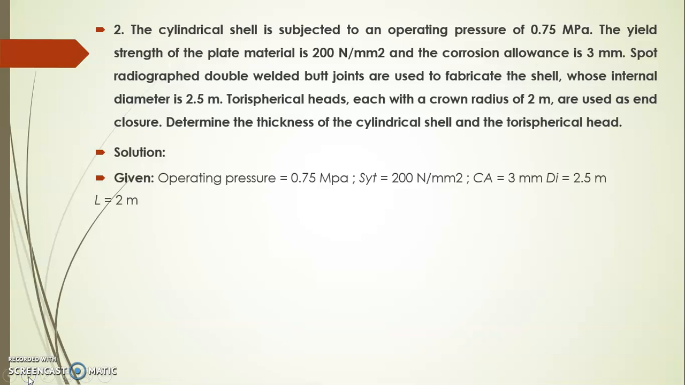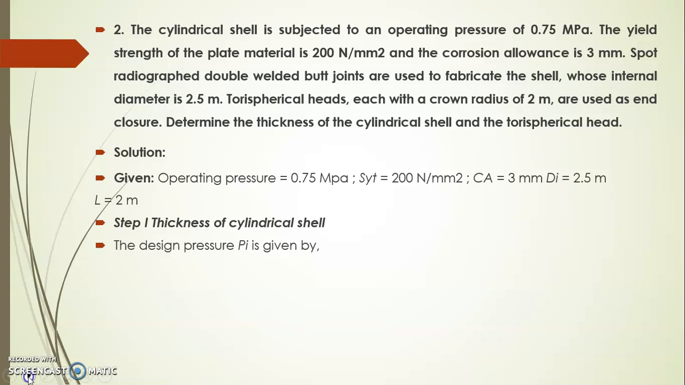Now given data. Operating pressure is equal to 0.75 megapascal. SYT, that is yield strength, is equal to 200 Newton per mm square. Corrosion allowance CA is equal to 3 mm. Internal diameter DI is equal to 2.5 meter. Crown radius L is equal to 2 meter. Step 1. Thickness of cylindrical shell. The design pressure PI is given by PI is equal to 1.05 into operating pressure. Therefore substituting the values, 1.05 into 0.75. Therefore PI is equal to 0.7875 megapascal.